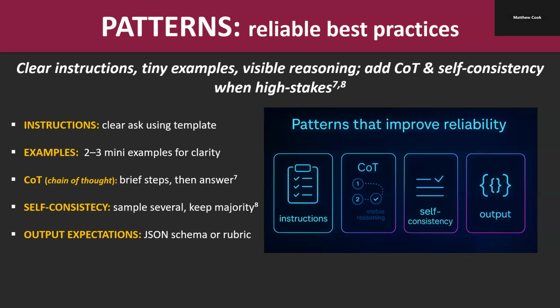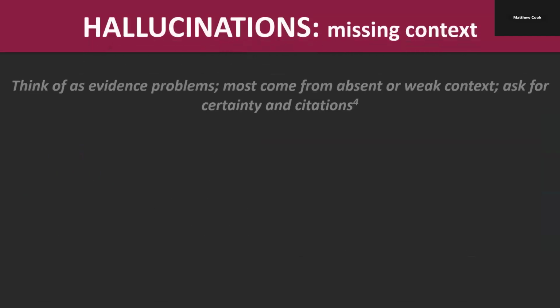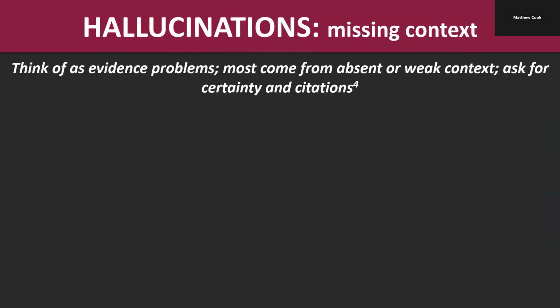So now we've talked through the basics on prompting, on templates. We've introduced some best practices. So now what happens when all things go wrong? I'm going to talk about one of my favorite topics, which is hallucinations. So in our context, we're going to think about hallucinations as missing context or missing evidence or information.